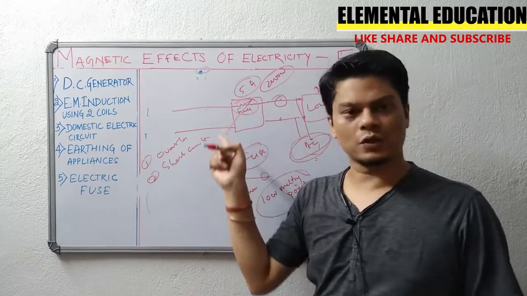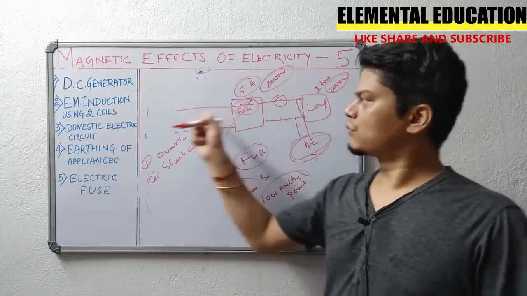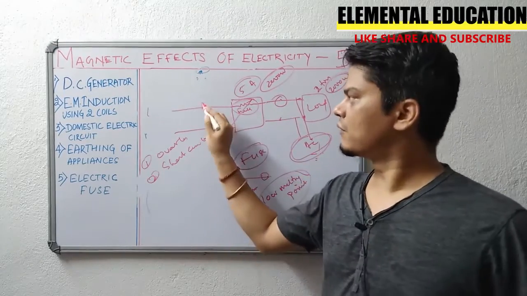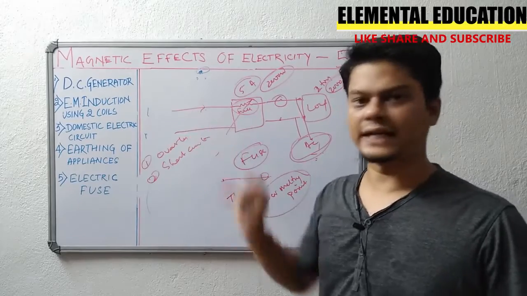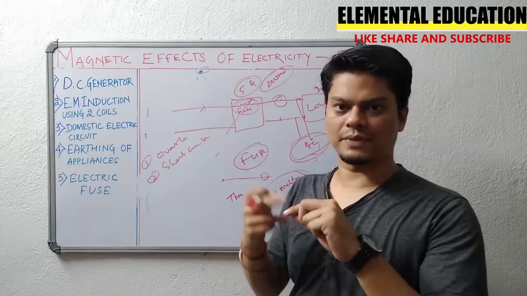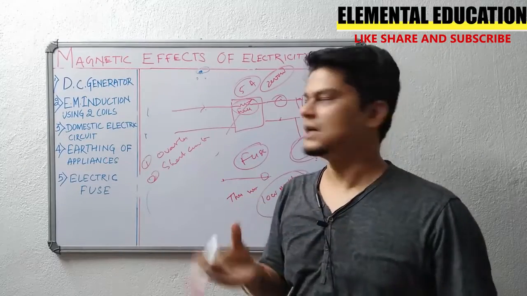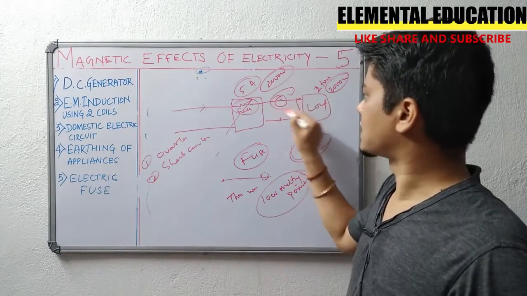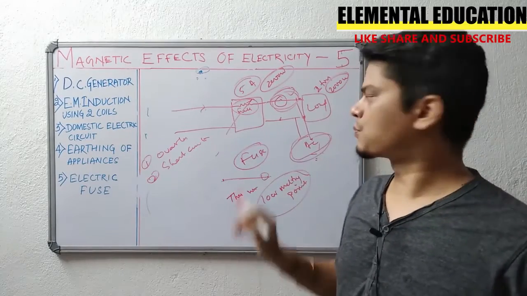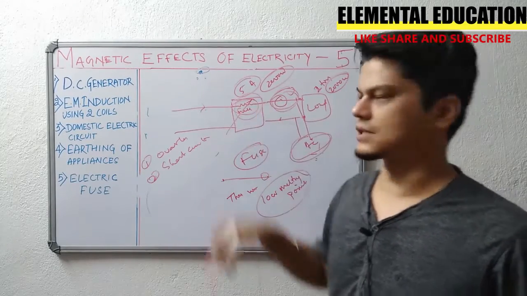When there is overloading, we know due to higher load, a higher current is running through the wire, and when the current increases, the wire will get heated up. When the wire gets heated up, the outer insulation made of plastic and rubber will get burned. So this will make a fire in the circuit, and this fire will burn our house. So to protect that, we are installing a fuse in the circuit.